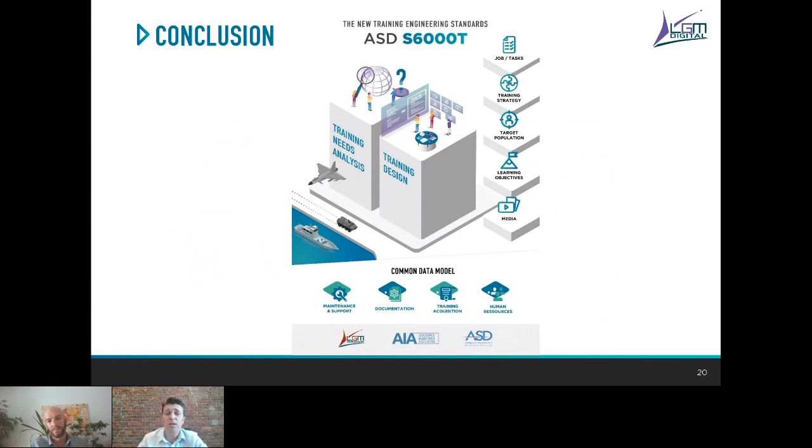It's true that there is a methodology behind this specification, which is the ADDIE, but the S6000T focuses only on the analysis and design, because the other step of the methodology, like the development, is handled by the S1000D. The implementation, there is no specification to conduct the training so far. Maybe it will come once, but for the moment it's not the case. And the evaluation phase will be covered later on in the next version of the S5000F, F for feedback.